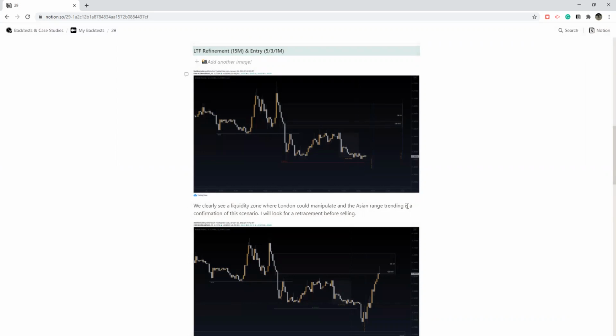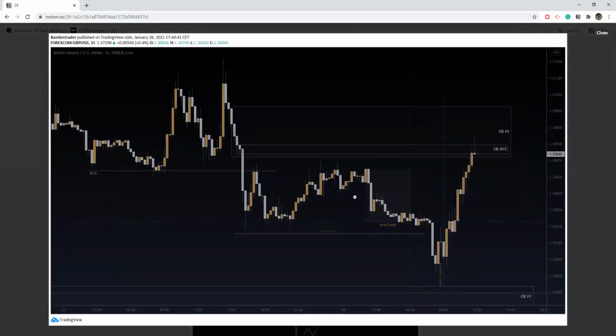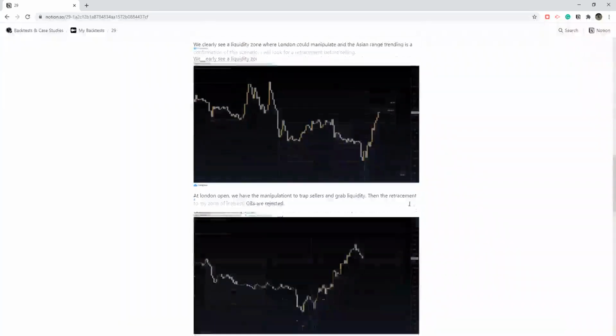For retracement before selling. So you see we had first London manipulation to the downside and then it starts to strongly pump to the upside as well to tap into some of those areas, which I like. Yes, I would agree with the short because it's pretty clear. The areas are clear. The OBs, not entirely, but still if we have the confirmation, then we can look for something.